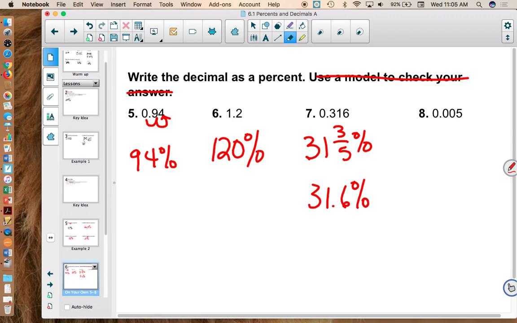Okay. What about number 8? Who's number 15? Is that Gabriel? I think so. I knew it was. 24. Oh man. 0 and 5 tenths. Good job. 0.5% or 0.5%. Good job.